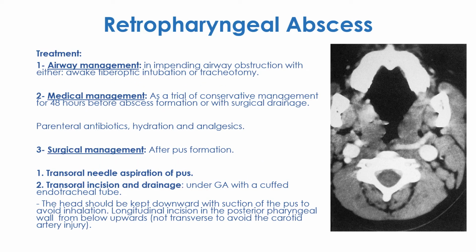Treatment is, first of all, airway management in impending airway obstruction with either awake fiber optic intubation or tracheostomy. Medical treatment is a trial of conservative treatment for 48 hours before abscess formation, or with surgical drainage. It consists of parenteral antibiotics, hydration, and analgesics. Surgical treatment only after pus formation with transoral needle aspiration, transoral incision and drainage under general anesthesia with a cuffed endotracheal tube. In such critical patients, the head should be kept down with suction of pus to avoid inhalation. Longitudinal incisions of the posterior pharyngeal wall from below upwards, not transverse, to avoid any carotid injury for any retropharyngeal carotid arteries.